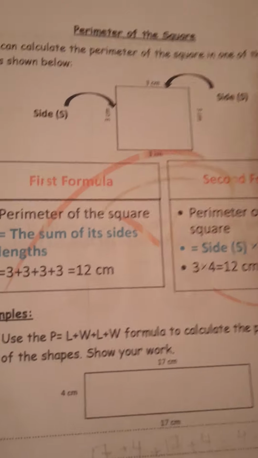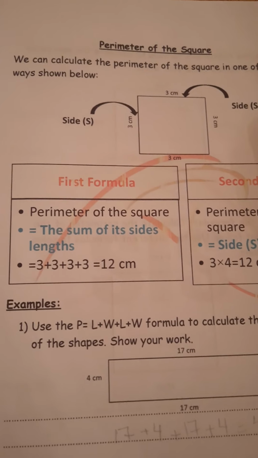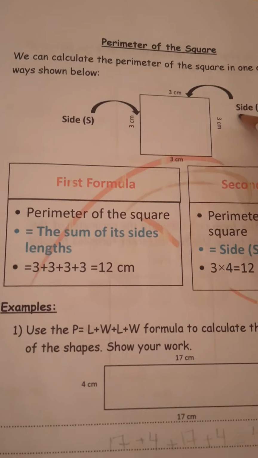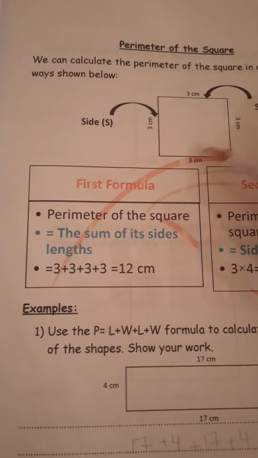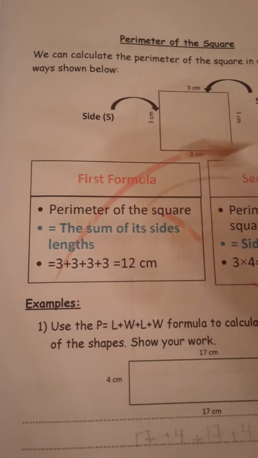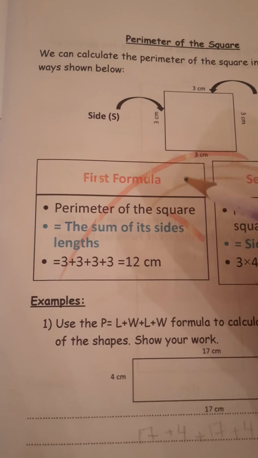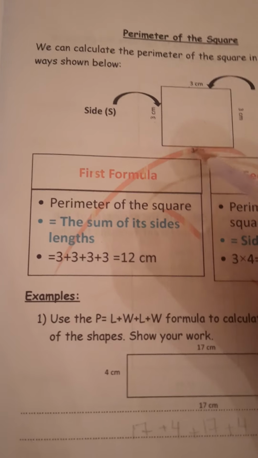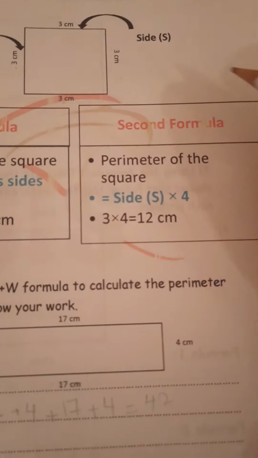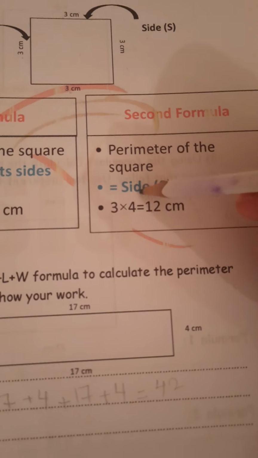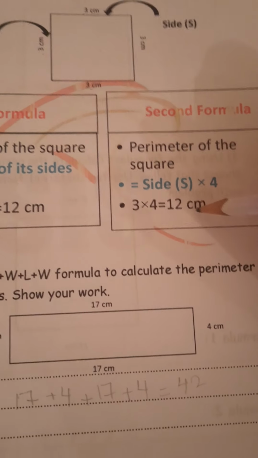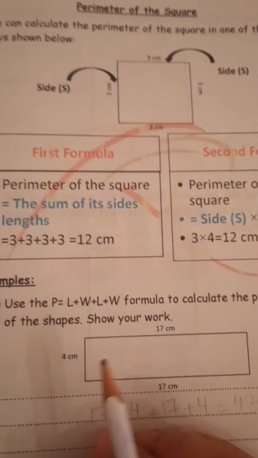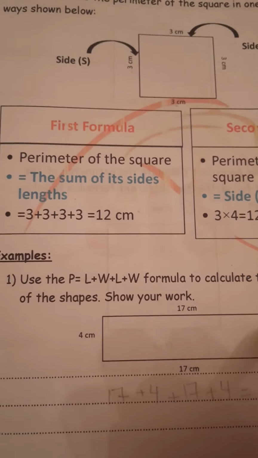The perimeter of the square. We can calculate the perimeter of the square in one of the ways shown below. Here the square has 4 equal sides. My first formula for the perimeter of the square is the sum of all its side lengths. The second formula is the perimeter of the square equals side times 4, which is equal to 12, and here it will be 12 too.